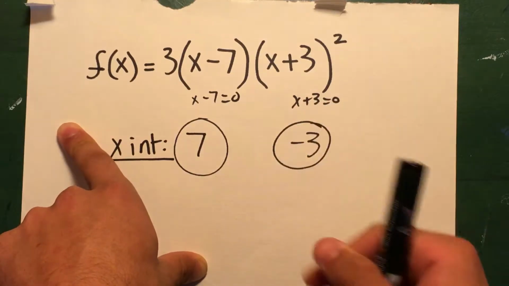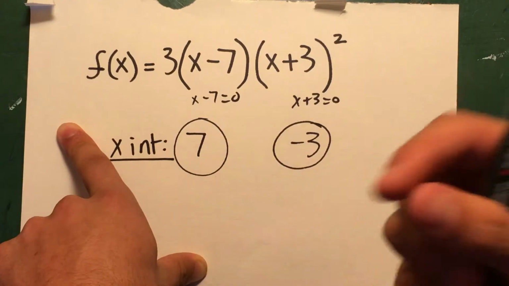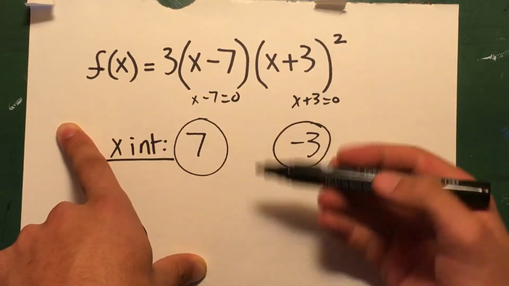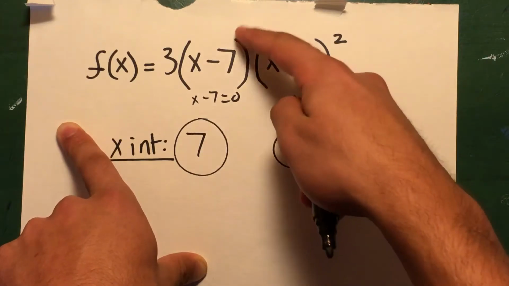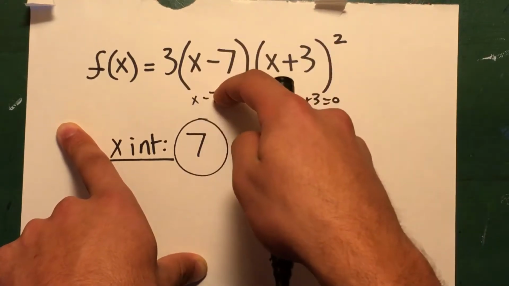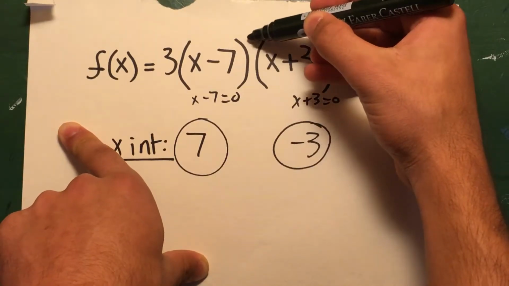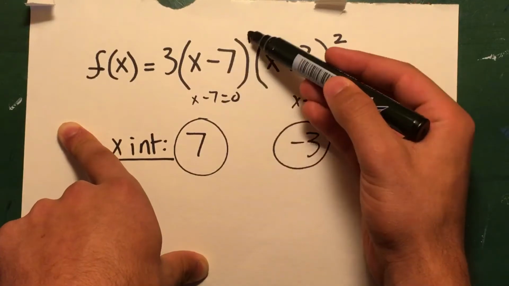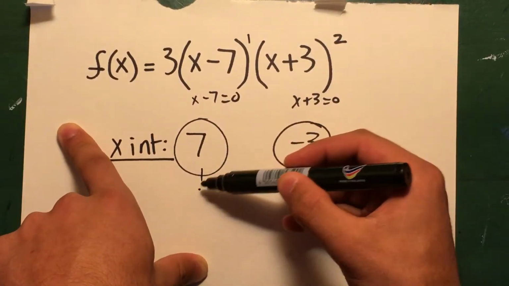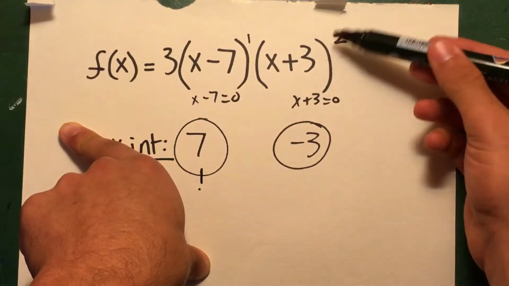And another important factor would be finding the multiplicity. Multiplicity is found just by looking at the exponent of the parentheses where the 0 is found. Obviously there is no exponent here, but we know it's 1. Right here it's 2. So the multiplicity of 7 is going to be 1, this has a 1 right here, and the multiplicity of negative 3 is 2, as we see right here.